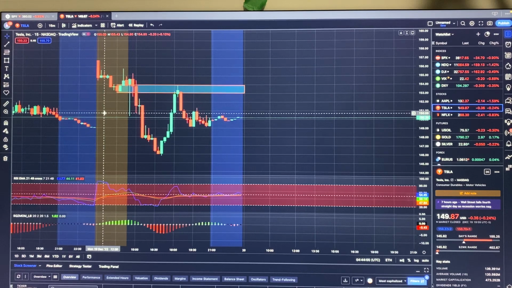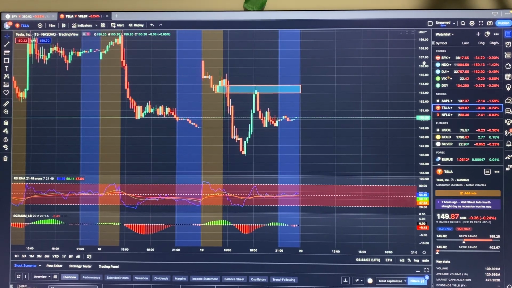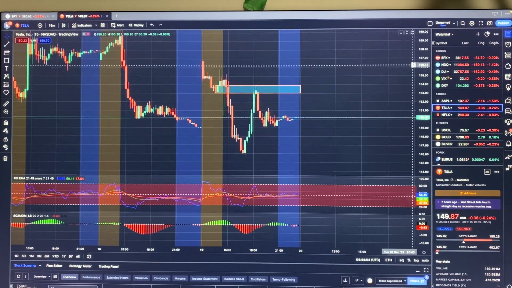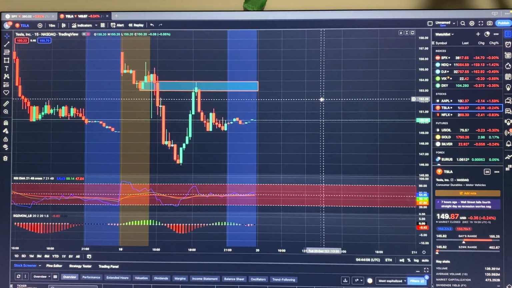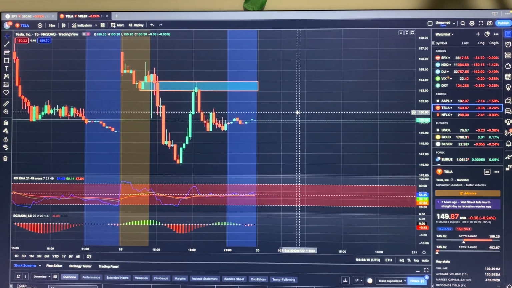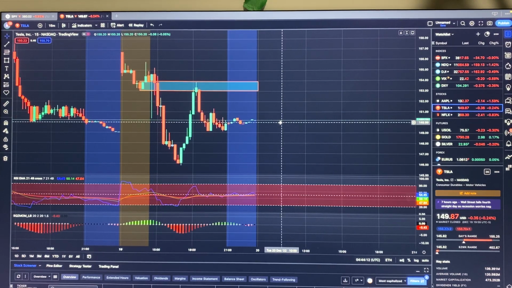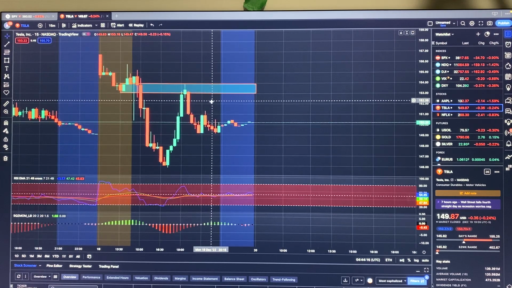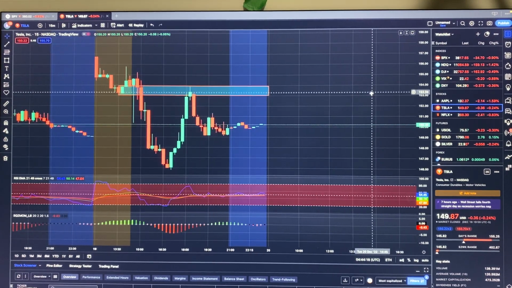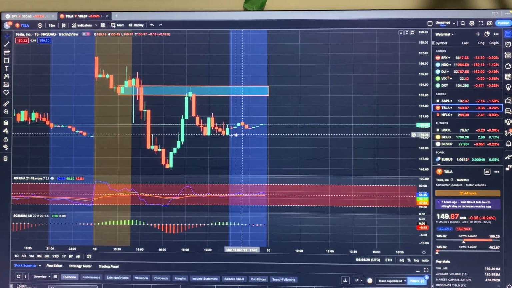But you can see the break of structure right here. I wish I could do this live so I could answer some questions, because I feel like some of you might be confused. I don't know if the way I explain things is understandable. So if I could get some feedback in these videos, I would greatly appreciate that.